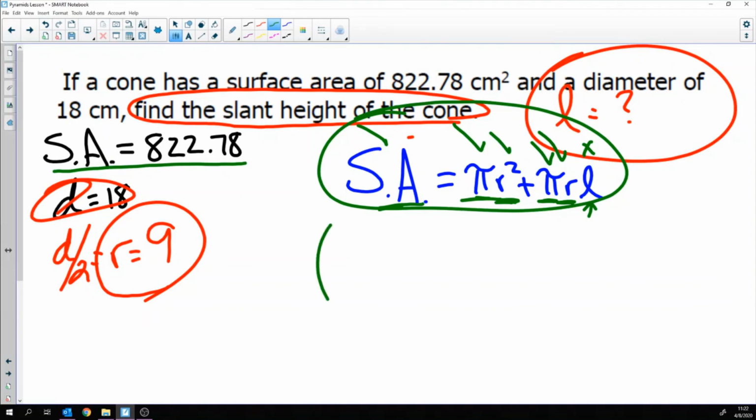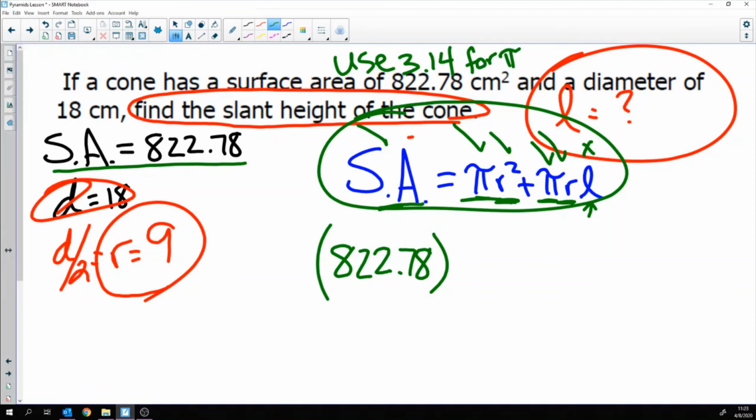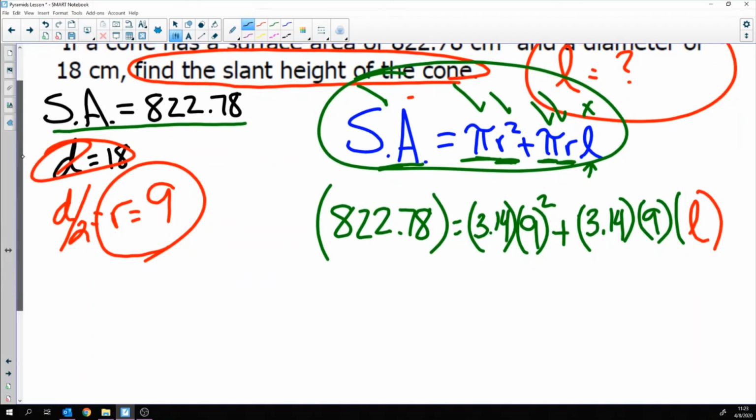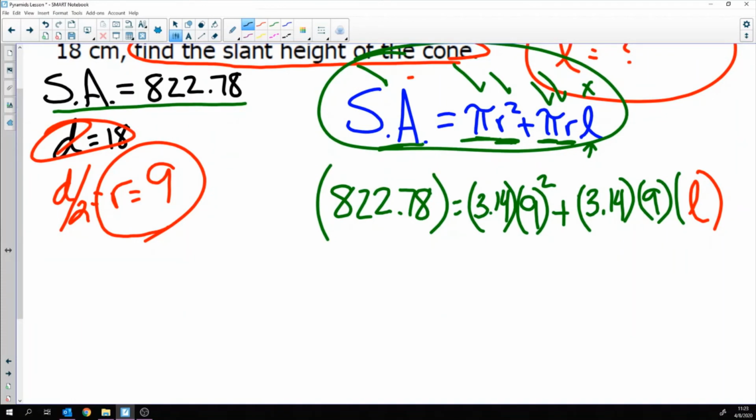First, surface area is what? We know that, 822.78. At this point, I'm just going to guess, but I'm assuming it works out this way. So 3.14 for pi, and we know the radius is 9. And then plus, we know 3.14. So I'm just plugging in everything that I know into this equation. We know the surface area is given to us in the problem, and L is what we're looking for. We do not know what L is. Besides, taking L's is bad. It's like losing in video games if you don't get the reference.